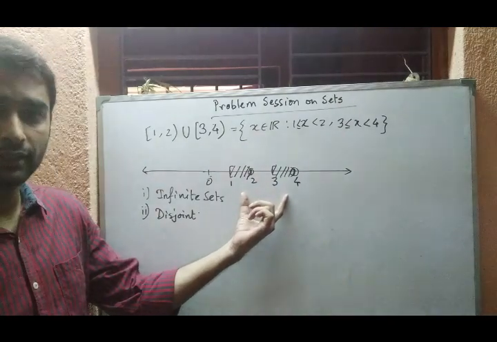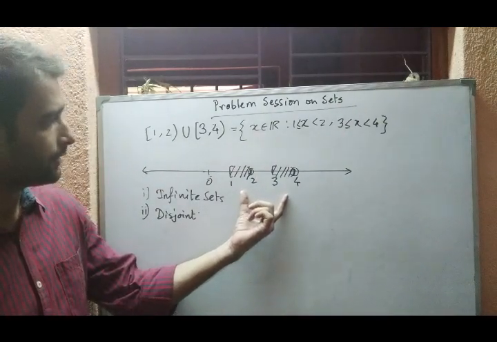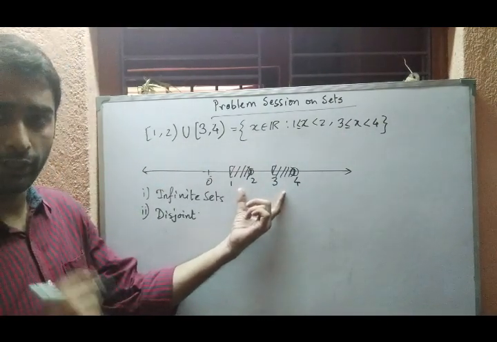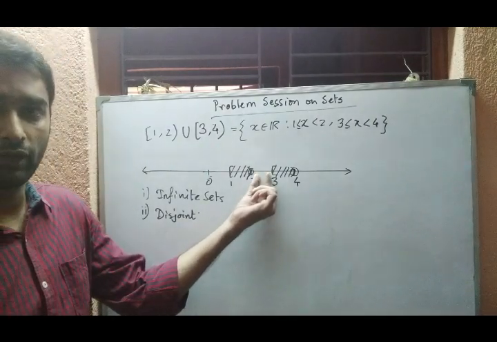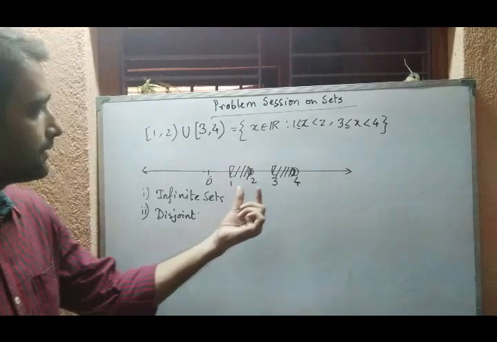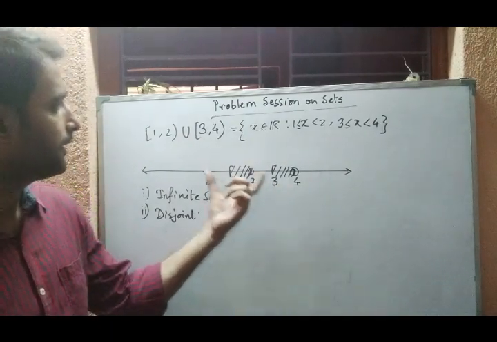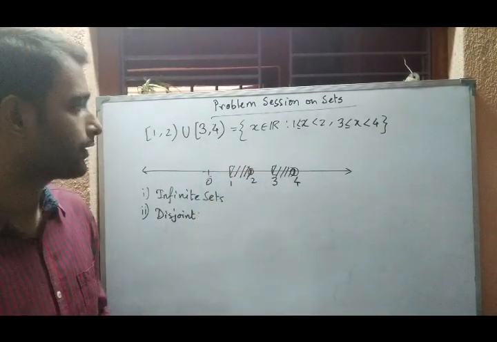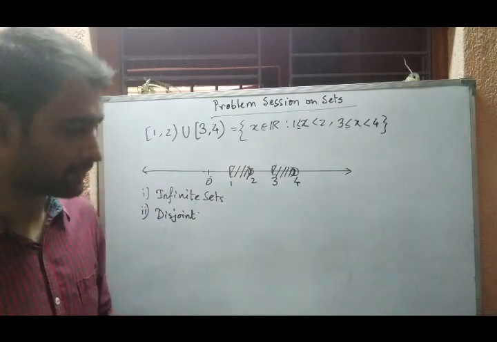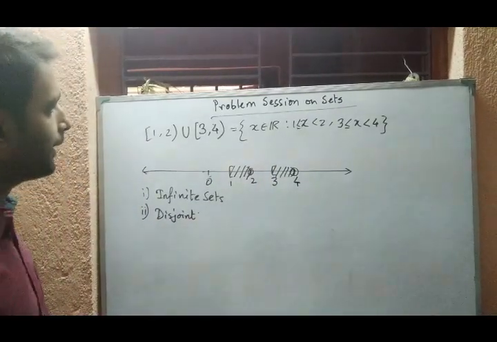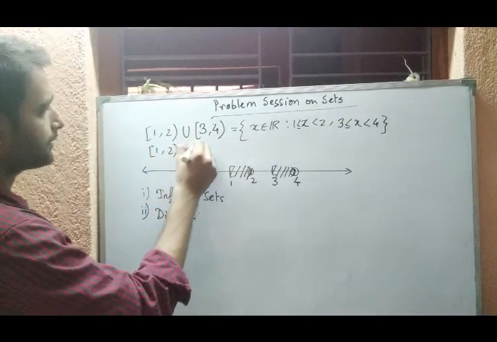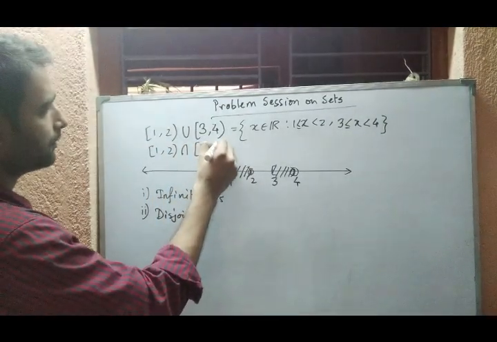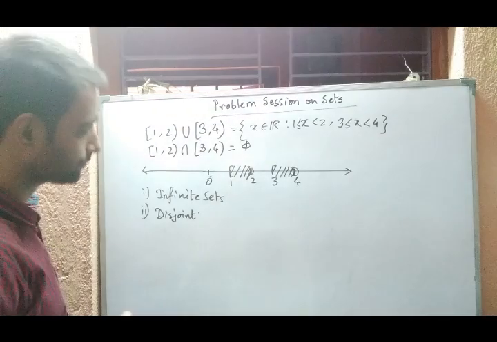See, these intervals always will be in one piece. Since this is not a one-piece set, this cannot be written as one interval. There is a gap between these two intervals, so we cannot express the whole set as one interval. That's why we will write it like this. If you want to find the intersection, since they are disjoint, their intersection will be nothing but the empty set.